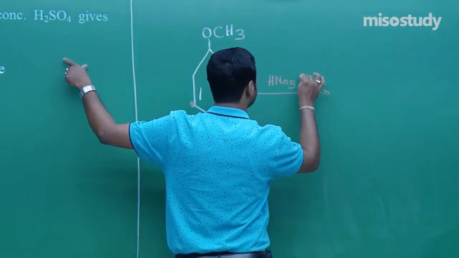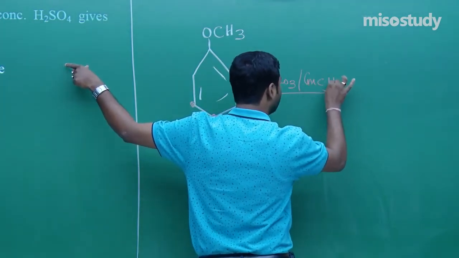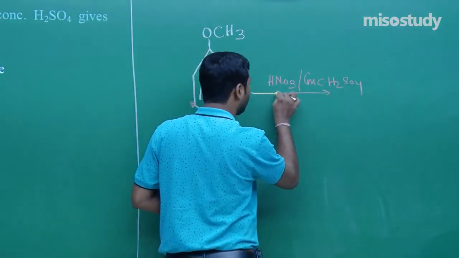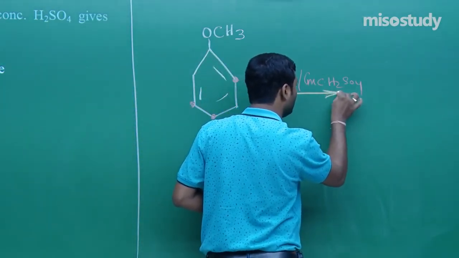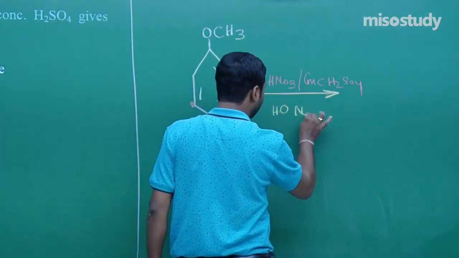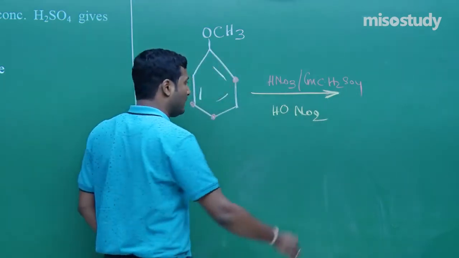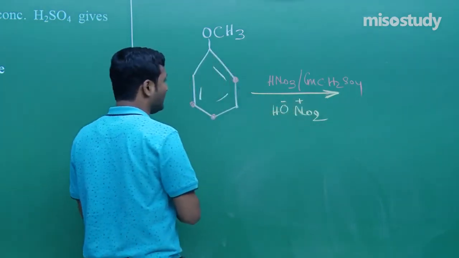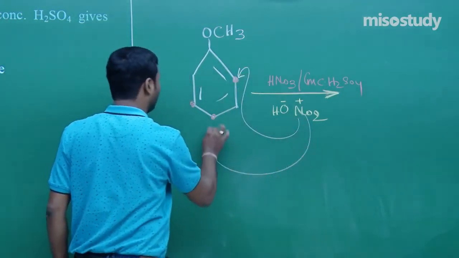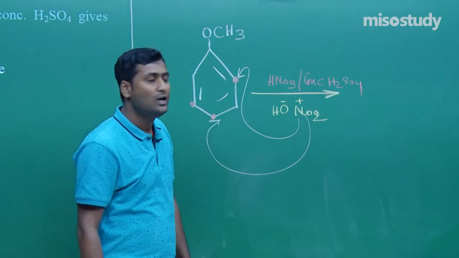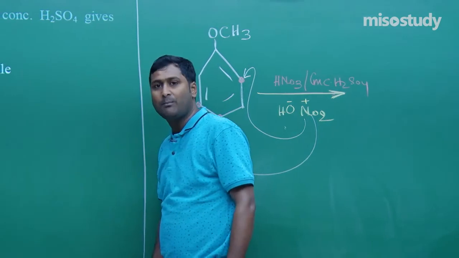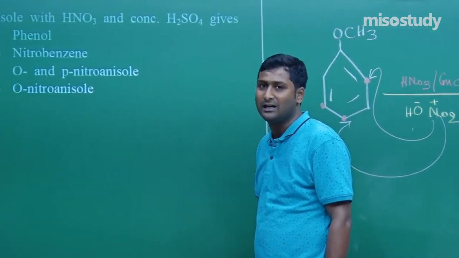The reaction is with HNO3 in presence of concentrated H2SO4. What will happen? It can be written like this: HO-NO2 gives NO2 plus and OH minus. So this electrophile will attack at the ortho position, and this electrophile will attack at the para position. So formation of ortho and para nitroanisole takes place.